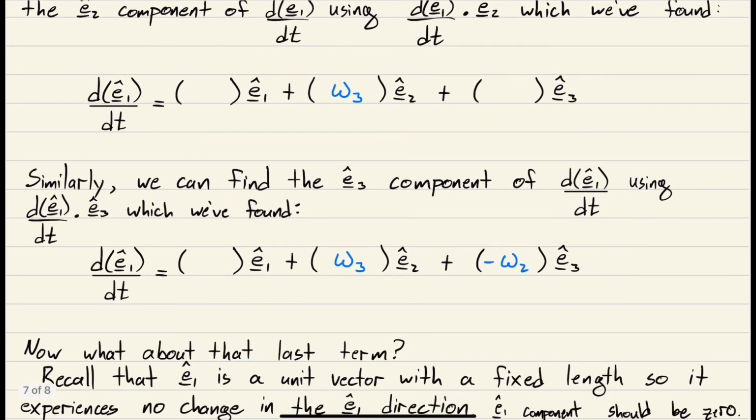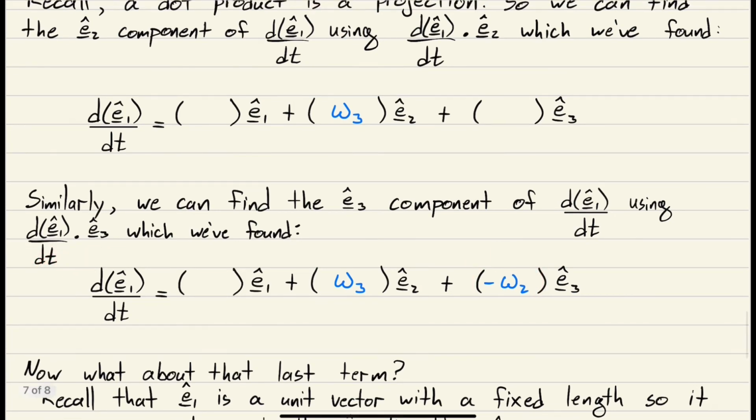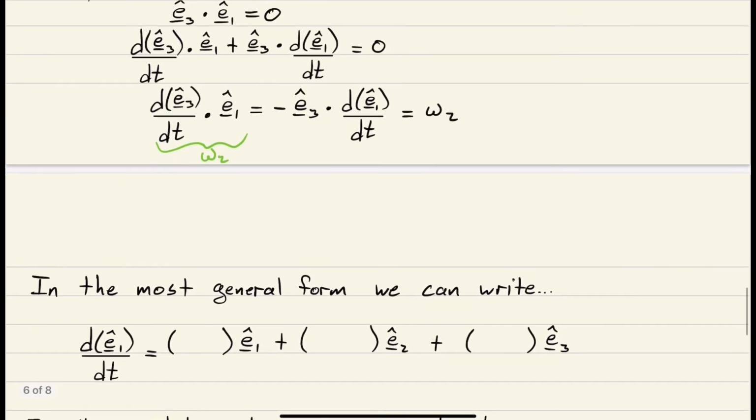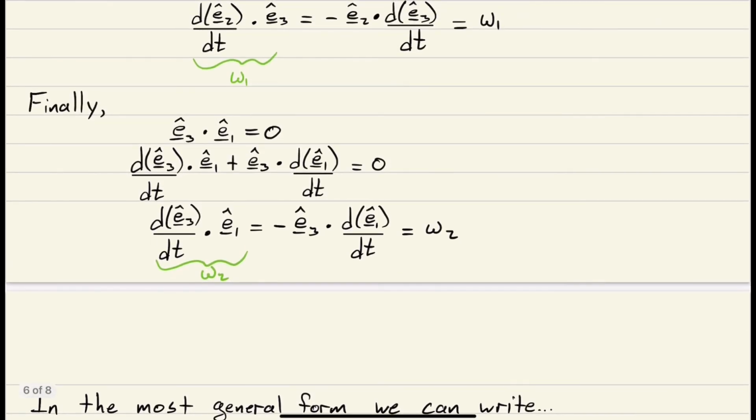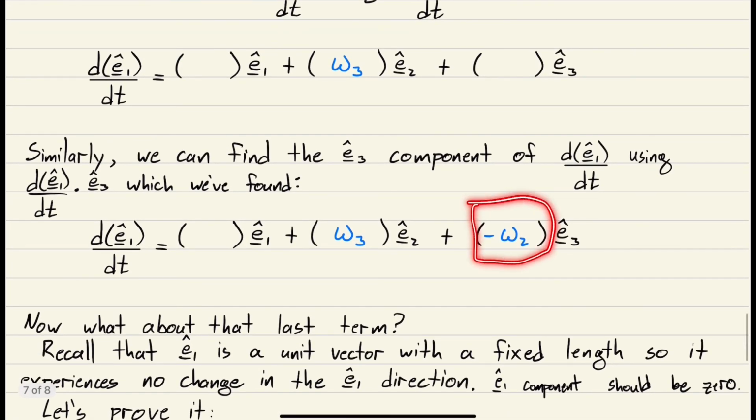Similarly, we can find the E3 component of this by doing the same thing. We just project it onto the E3 direction. Well, what's the change in the E3 direction? We already found it. It's negative omega 2. Where is that? Let me just show you this. dE1 dotted with E3, right here. If we bring the negative over, that's equal to negative omega 2, which is what we have here.